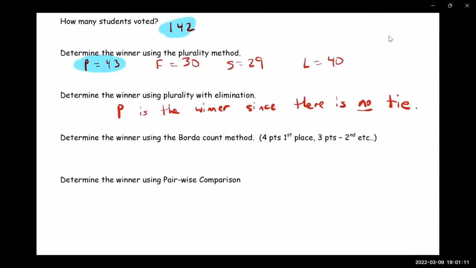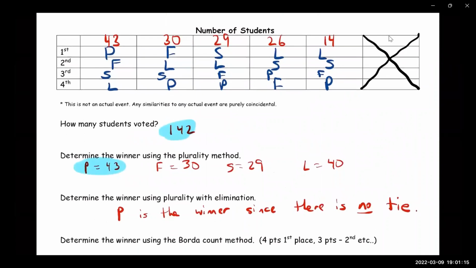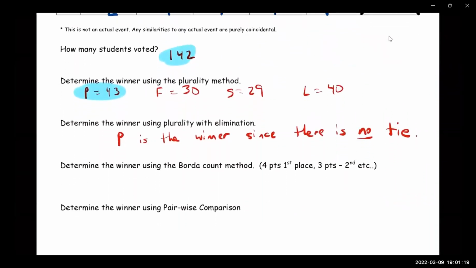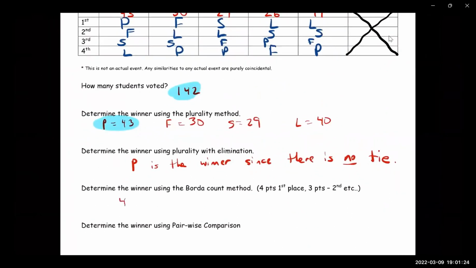Let's see the Borda count, that one. So who was the winner for that one? S was the winner. All right, let's just do the S really quickly. So the S would have been 4 points for first place, 3 points for second place, 2 points for third place, and then 1 point for fourth place. I'm just gonna do the S since it'll take too long to do all of them.